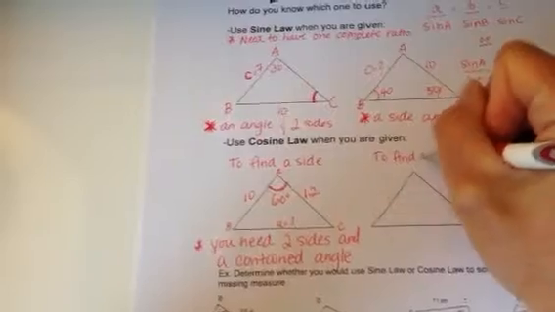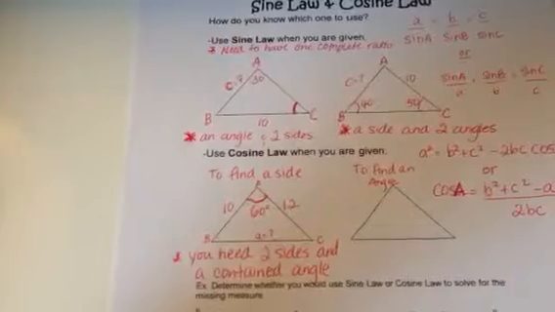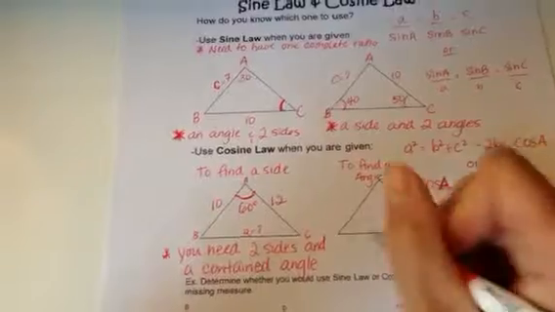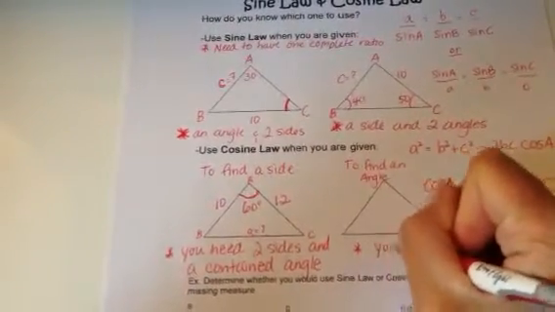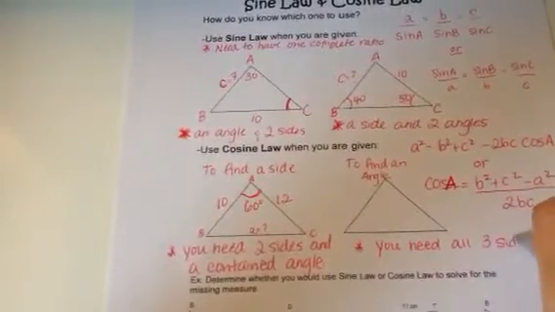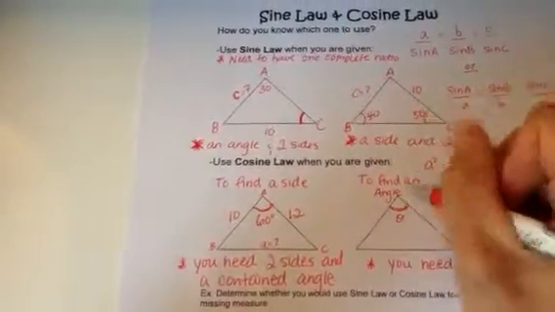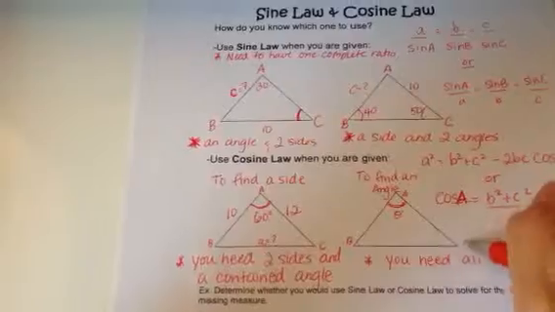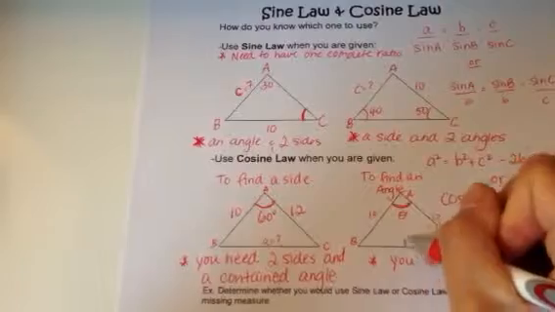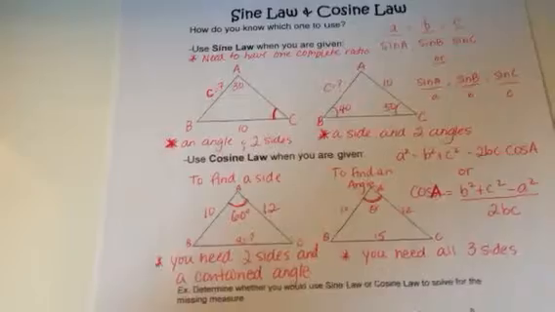To find an angle, you need to have all three sides to do that. So you need all three sides. So if you're looking for angle A here, ABC, you would need to know all three sides. So 10, 12, say 15, okay? You would need to know all three sides to be able to use your equation.